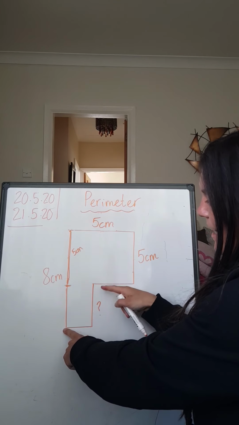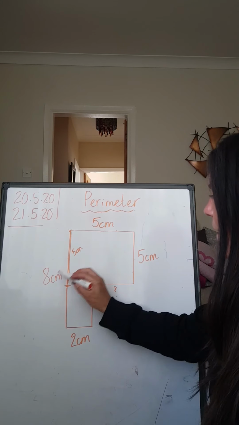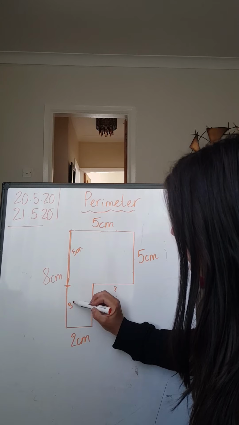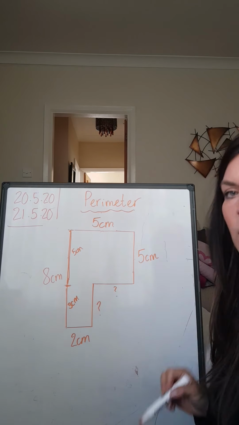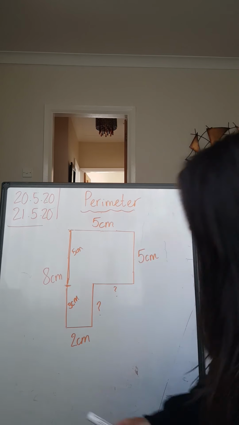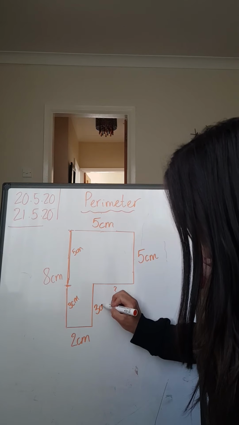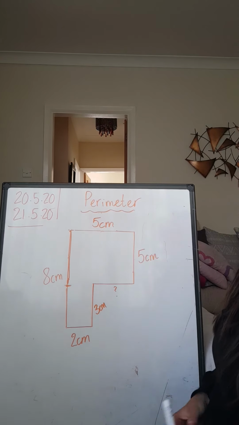So what's 8 take away 5, and that should tell me what this little bit is worth. I know 8 take away 5 is 3, so that bit's going to be 3 centimetres, because 5 add 3 equals 8. I hope that makes more sense. So now I know this bit here is going to be 3, because I worked that out. I can get rid of that now, because I know what that side is worth.